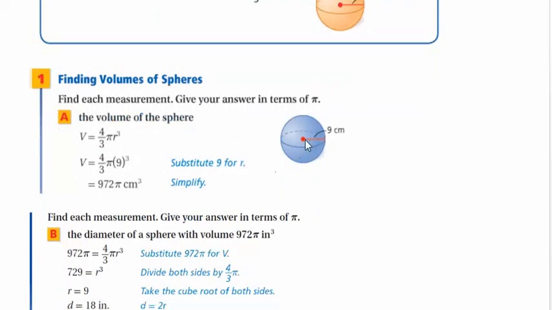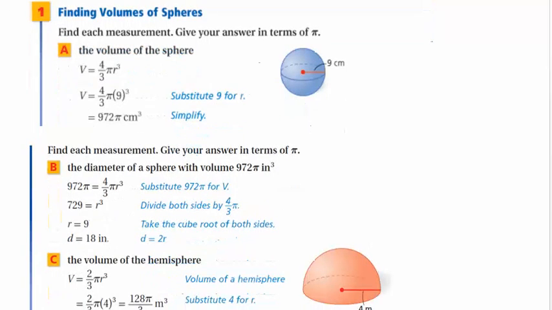So here's an example. They are given the radius of 9, so you would put that in for r, cube it, and then the rest is pretty much a calculator problem. Take 9 cubed times 4 and divide by 3, and you'll get 972, and then don't forget to write the pi after it. Now, sometimes you will be given the volume, and that will go for V in the formula.